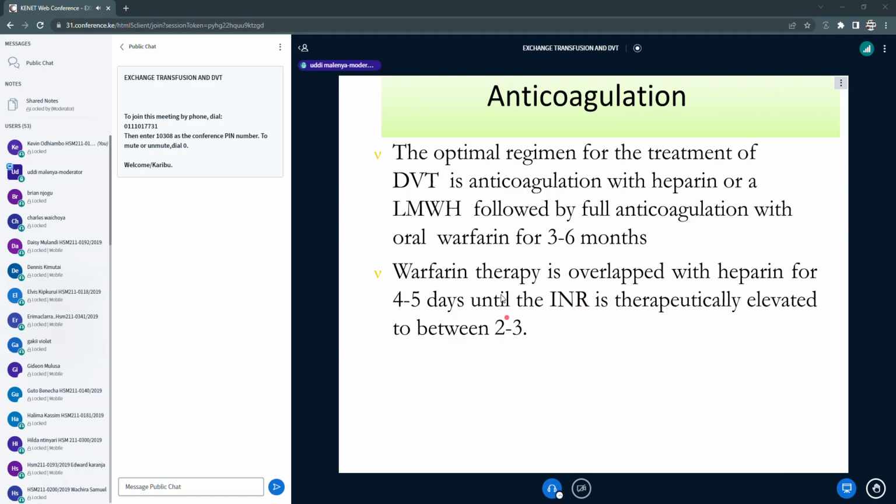If you're going to give Alan, nini? Nimeanza saa ngapi? Alan, na wewe unajua wewe ni mkora, mbona hujaniambia?